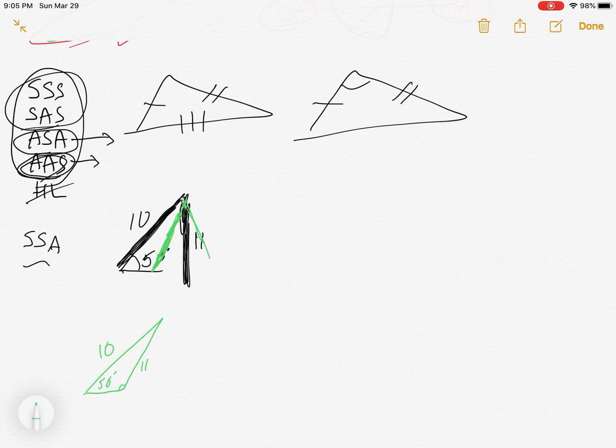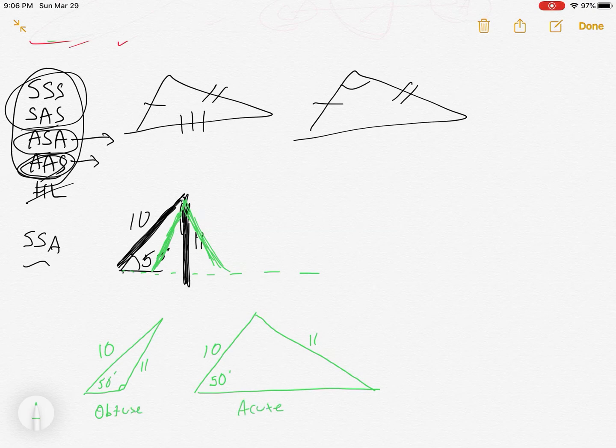But what if I were to take the 11 and put it this way? And so this little side here, you go at any length. And so that would be 10, oh, it's not really drawn very well, 11, and 50. So these 2 triangles have the same 2 sides and the same angle. They're in that SSA orientation, which means the A is not between the 2 sides. But they make 2 unique triangles. One of them is obtuse, and one of them is acute. And this is the problem with the SSA, and this is why SSA does not guarantee congruence.